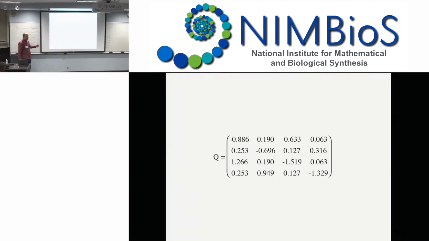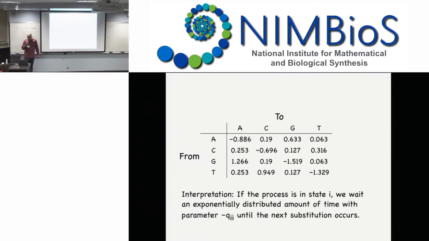But it's the same numbers in matrix format, and typically people use the terminology Q to represent that entire matrix of rates. Okay, so this is the key point. How do we interpret that rate matrix? Well, we interpret it as rates. And so the interpretation is this. If the process is in state i, we wait an exponentially distributed amount of time with parameter minus q_ii until the next substitution occurs. What does that mean?